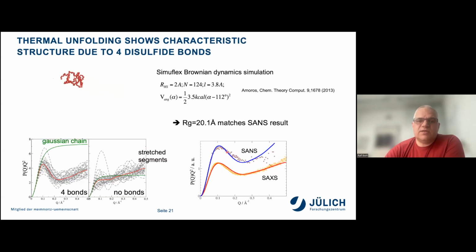The structure is shown here. And this looks very similar to scattering patterns or form factors in a Kratky plot from rings, where you also have a maximum and then a decay to a plateau. And we can do simulations and show that this pattern is found because ribonuclease has 4 disulfide bonds that are still intact in the unfolded case. And there we see exactly this pattern because of these 4 disulfide bonds.